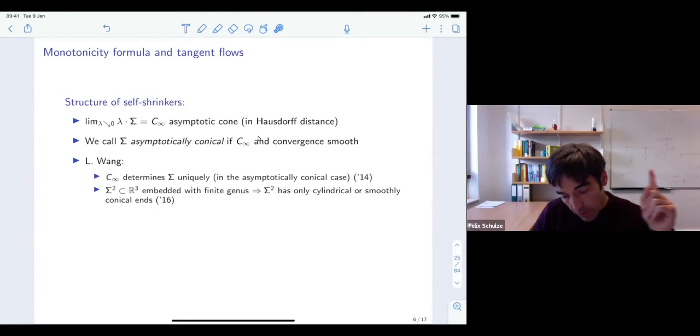The main part of her work here was to prove that if you're embedded with finite genus, these ends don't appear with multiplicity. You don't have sheets coming together there. But that more or less says that this picture of looking at asymptotically conical shrinkers is not so far away. You could still have cylindrical ends.